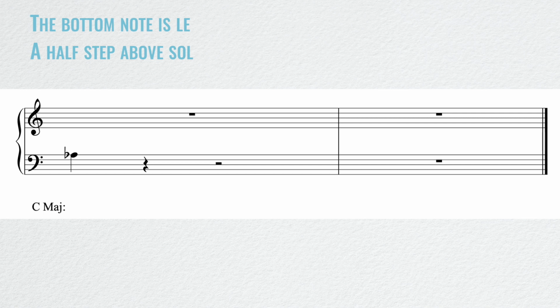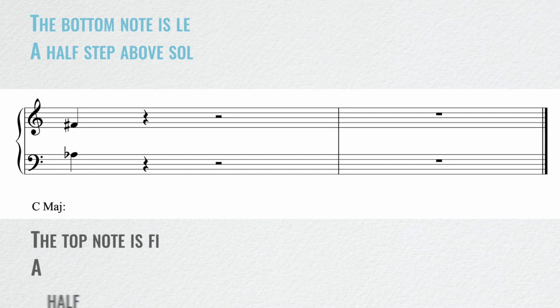Although they're enharmonic, make sure you don't spell it as C, aka the raised fifth. The top note is the raised fourth scale degree, fi. It's fi in both major and minor keys. So the outer voices would form an augmented sixth.